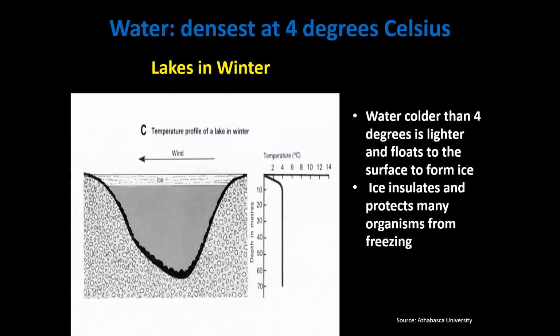And then in the wintertime, because again, the lighter, colder water near the surface goes up, it forms a layer of ice and floats. And this then gives insulation for the animals below that, so they don't freeze. If you look at the temperature, it's colder at the surface, and then it warms up to 4 degrees for the rest of the water column.